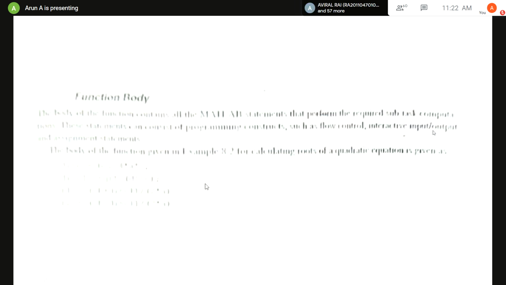And the fourth one is the function body. Sorry, it is not clear. We have discussed the function body, haven't we? There are four lines. The first is for calculating the discriminant. The second is for finding the square root of the discriminant. The third is for calculating the first root. And the fourth is for calculating the second root. This is a very important part of the function. This is your function body. So these four lines help in calculating the roots of a quadratic equation.